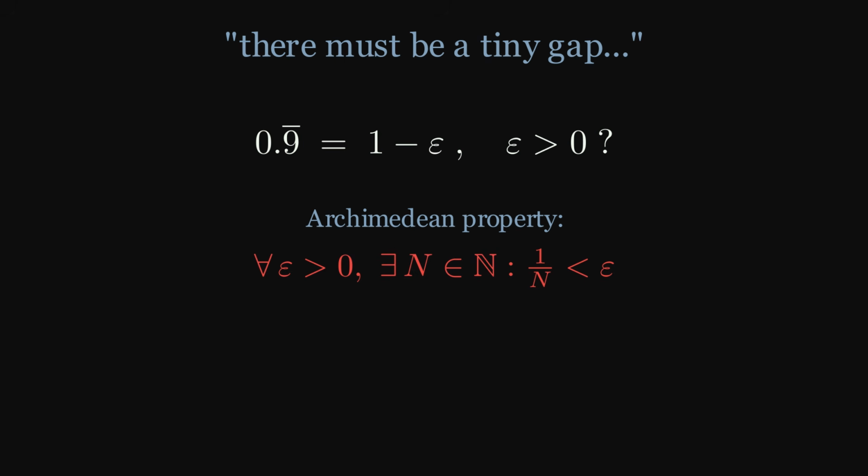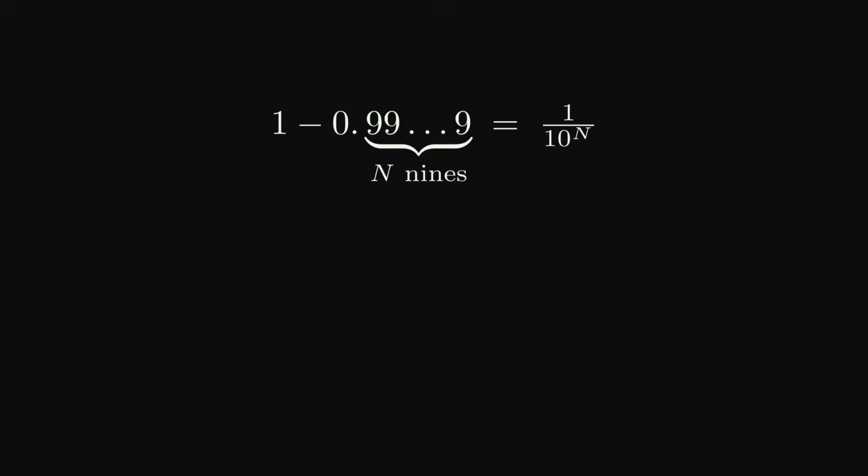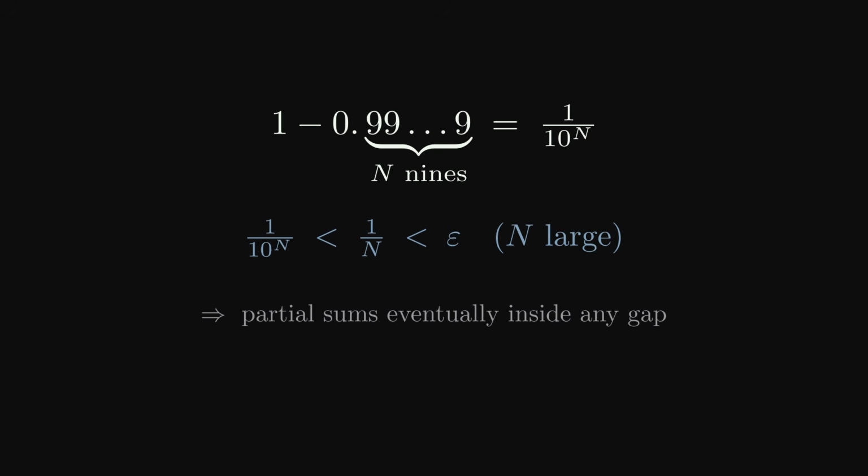So suppose, for the sake of argument, that there is a positive gap between 1 and 0.9 repeating. Call that gap epsilon. By the Archimedean property, epsilon is bigger than some fraction 1 over n, but 0.9 with n nines after the decimal point is already within 1 over 10 to the n of 1, and 10 to the n grows faster than n. So for any candidate epsilon, the partial sums of 0.9 repeating will eventually get inside the gap. This means the gap cannot be positive.